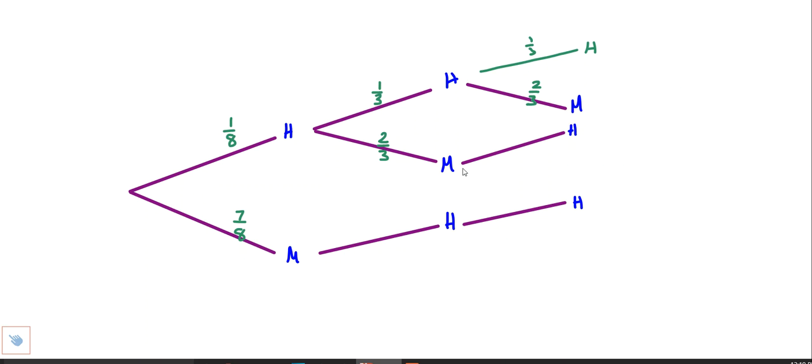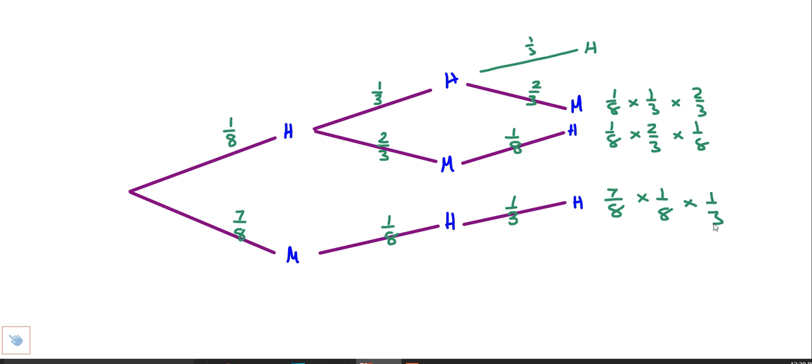This time, hit, miss: my hit goes back to 1 out of 8. This one I miss, so the hit becomes 1 out of 8. But hitting a second time is 1 out of 3. So I've got 1 over 8 times 1 over 3 times 2 over 3, or 1 out of 8 times 2 over 3 times 1 out of 8, and this one is 7 over 8 times 1 over 8 times 1 out of 3.